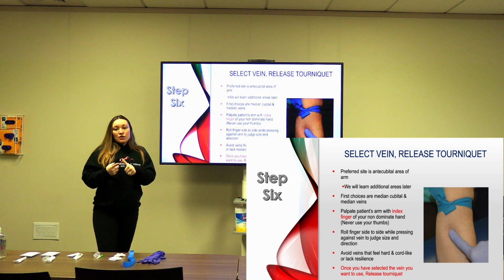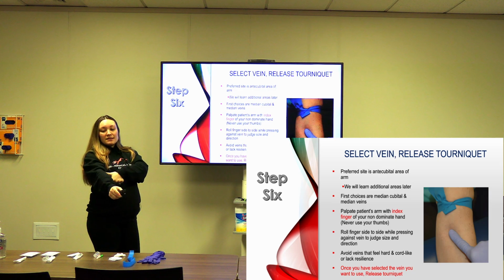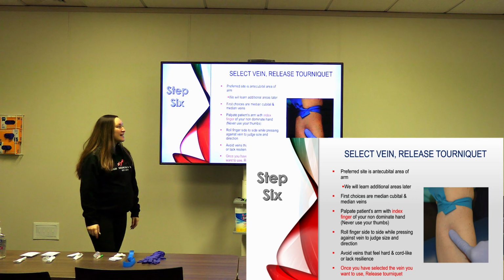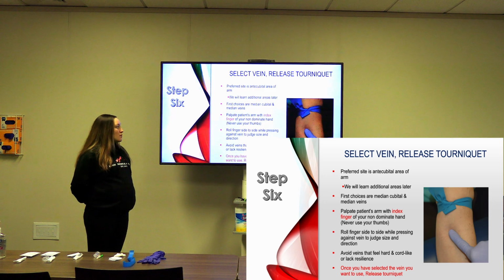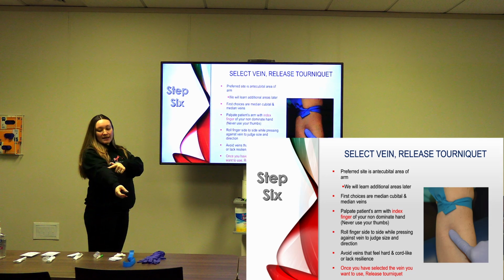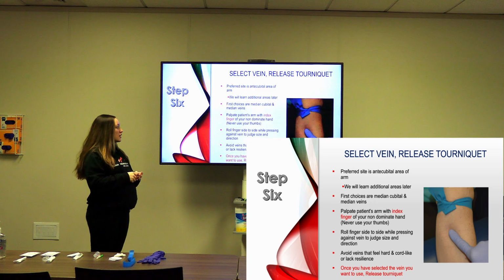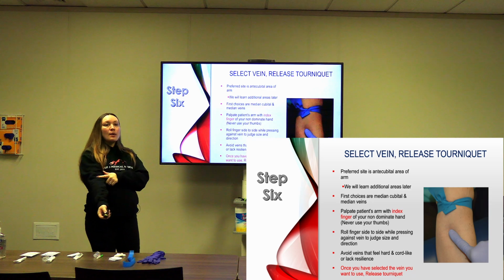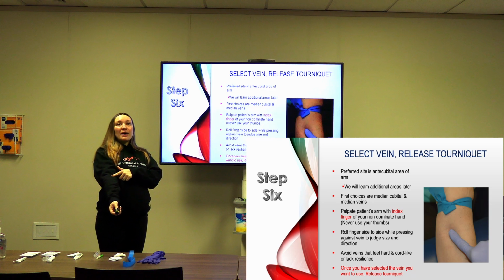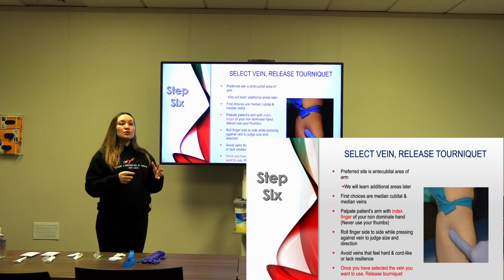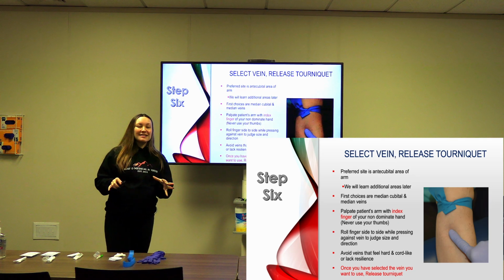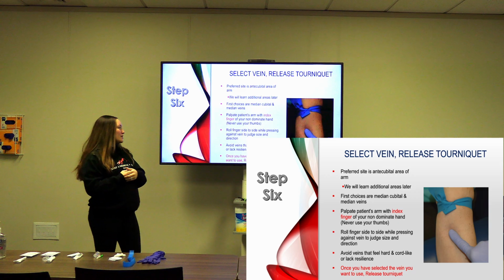And also, we're never using our thumbs to palpate like this. We always want to use our pointer finger or our middle finger to palpate. They just have better dexterity. You can roll your fingers side to side while pressing against the vein to judge the size and direction. Avoid veins that feel hard and cord-like or lack resilience. So we want a nice kind of bouncy texture. It gives us a little bit of pushback. And we'll practice this. I will teach you when you come for skills.